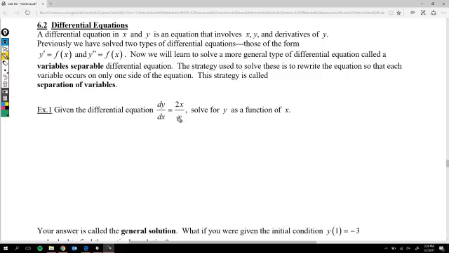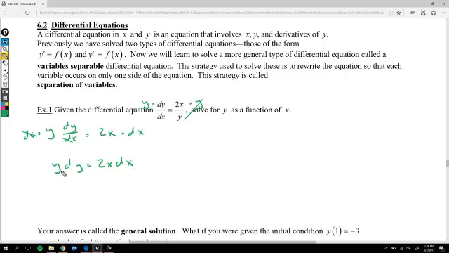What we mean by that is I want to get one of each kind of variable on each side of the equal sign. So I want to get my y and my dy on one side, my x and my dx on the other side. So I can do that by multiplying both sides by y, and then multiplying both sides by dx. So first step, okay, so I just canceled y out. Now I want to get this dx to the other side of the equal sign. So these will cancel. I have y dy equals 2x dx.